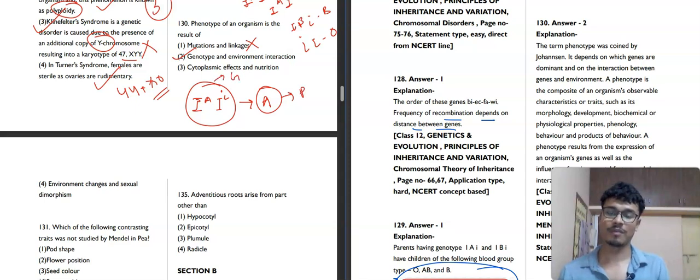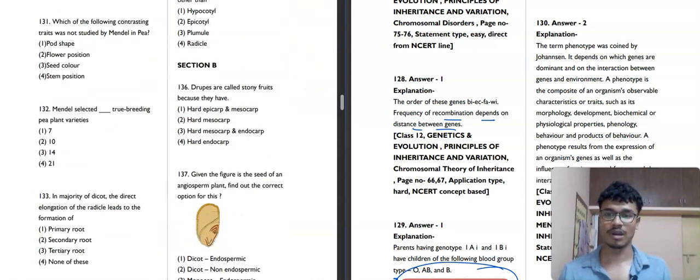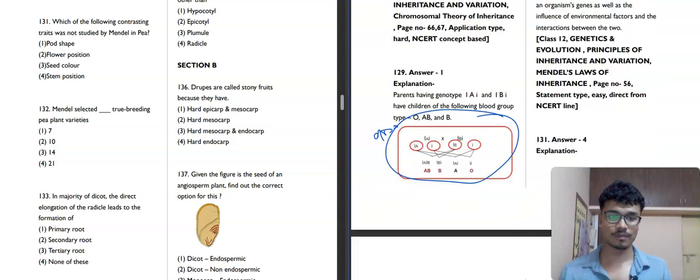And what does this phenotype mean? This phenotype means its genotype, and along with genotype, the environmental interaction it has, that is the phenotype of the organism. That's why the second option will be our correct answer for this question. Cytoplasmic effects and mutation is not phenotype. Environmental changes is correct and sexual dimorphism is not correct. So this also becomes incorrect. Now we'll move towards the next question, question number 131.